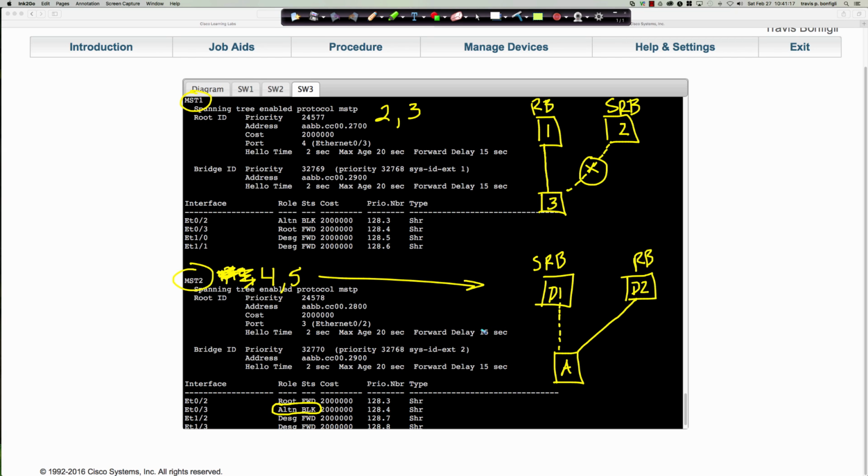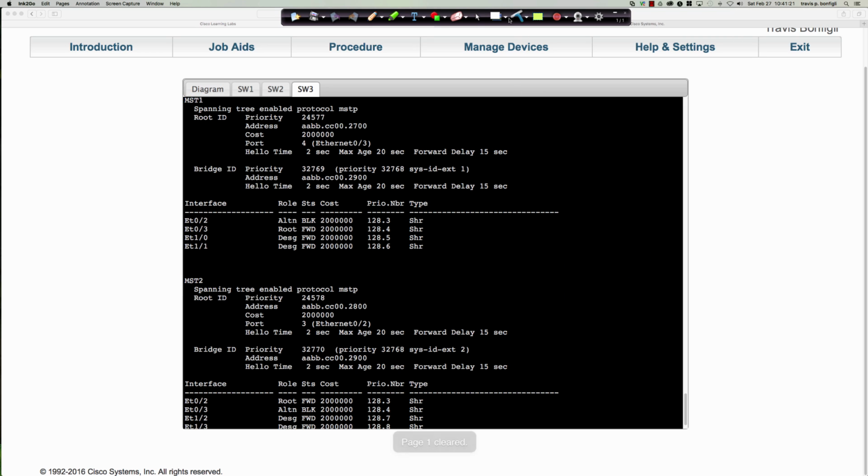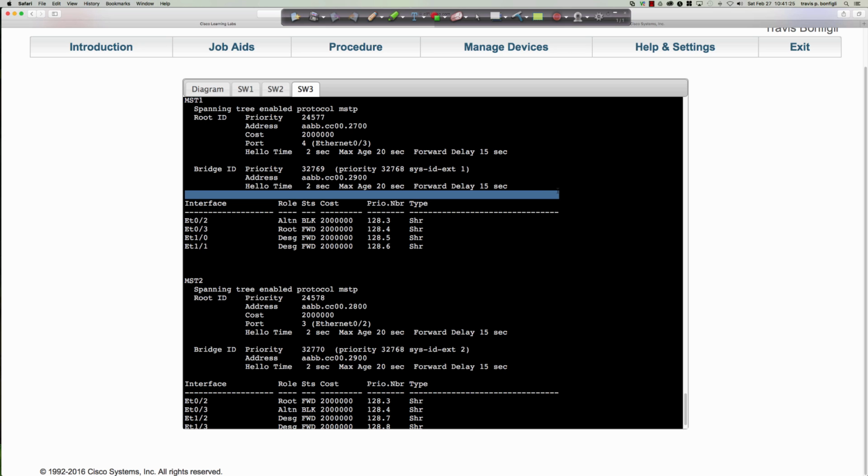All right, so that's pretty much it. That's really all there is to multiple spanning tree. Instead of having a spanning tree instance for every single possible VLAN, I'm just going to create an instance for an arbitrary number of VLANs based on my topology and how it's laid out.